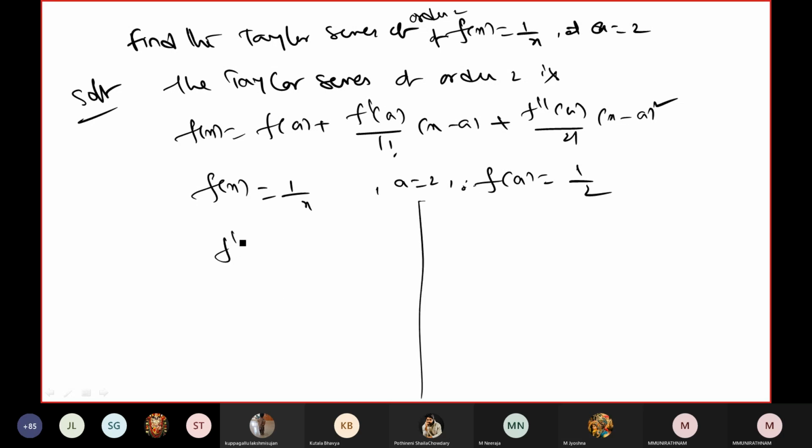So what is f dash of x? Anyone? Minus 1 by x square. What is f dash of 2? What is f double dash of x? Anyone? 2 by x cube.